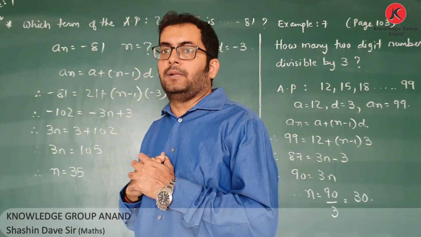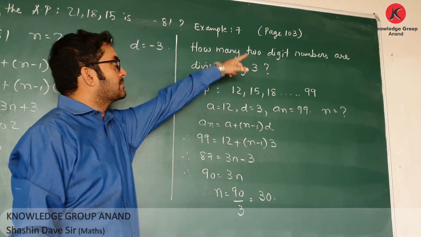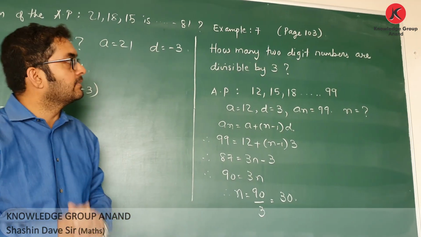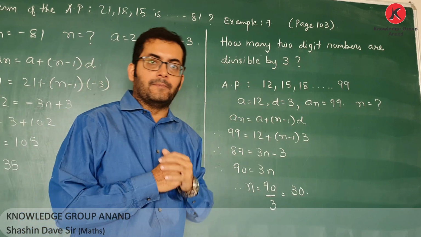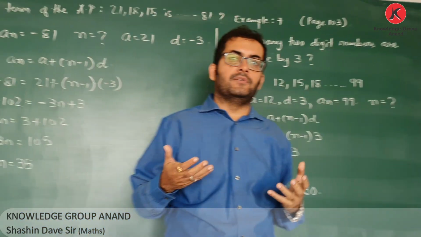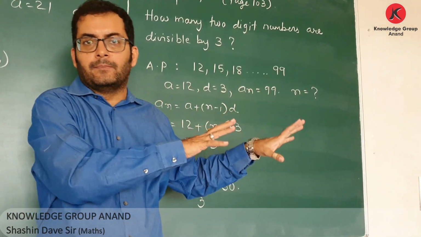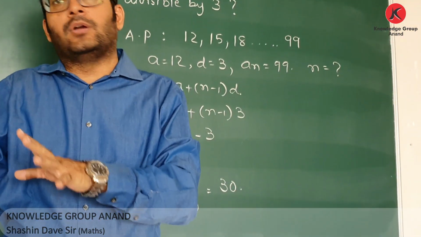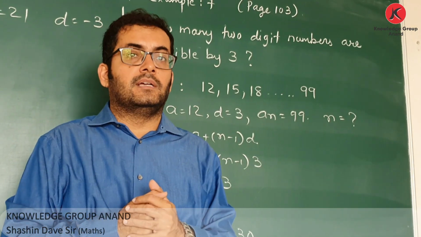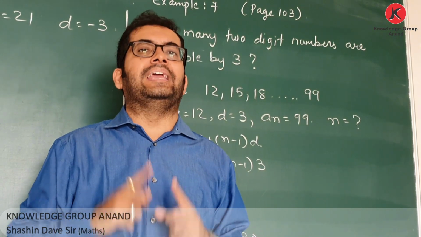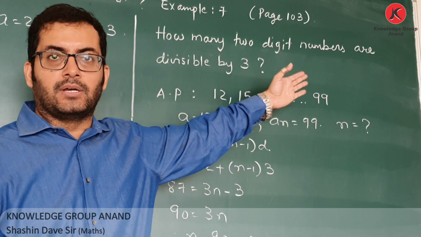One more important example that we study over here is example 7, which is in your textbook on page number 103. How many two-digit numbers are divisible by 3? Now, how is this question different? In all the previous solved examples, we had some AP, and from that AP we got the values of a, n, and d and solved the sum. But here the AP is not given. We have to create our own AP based on the conditions given in the question.